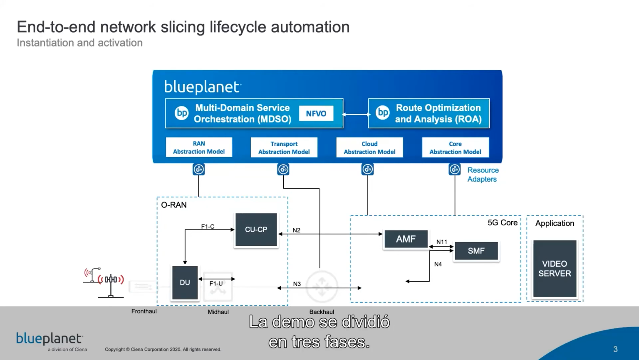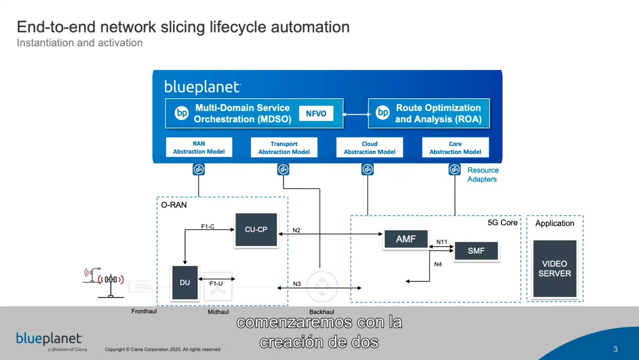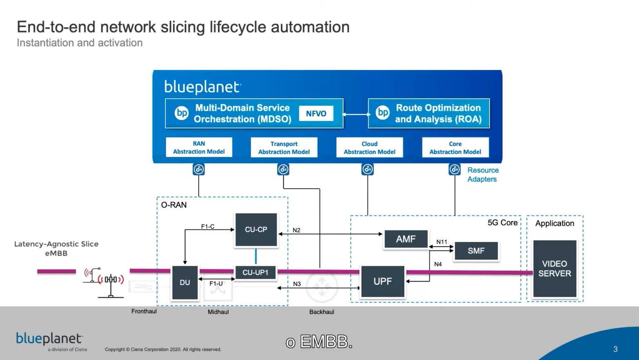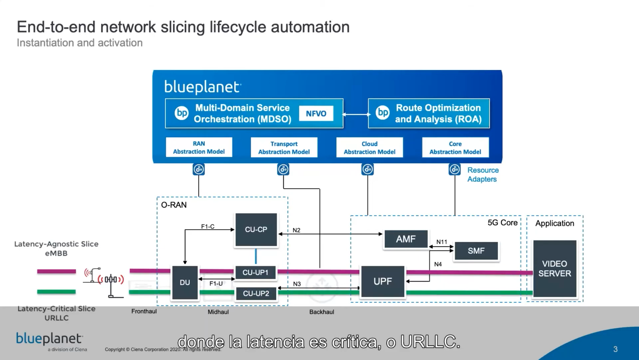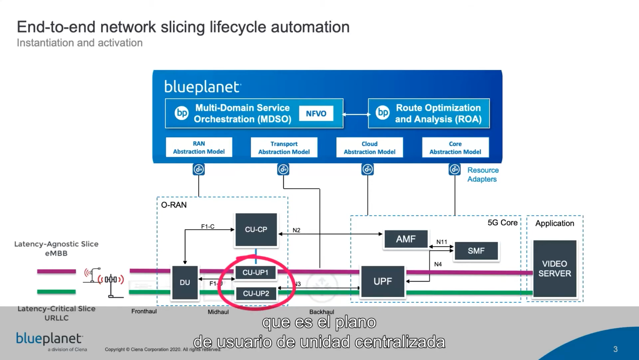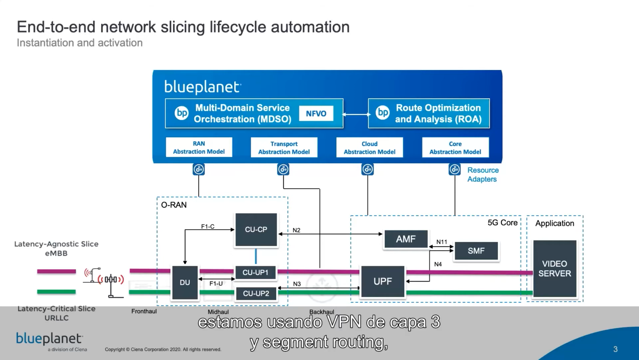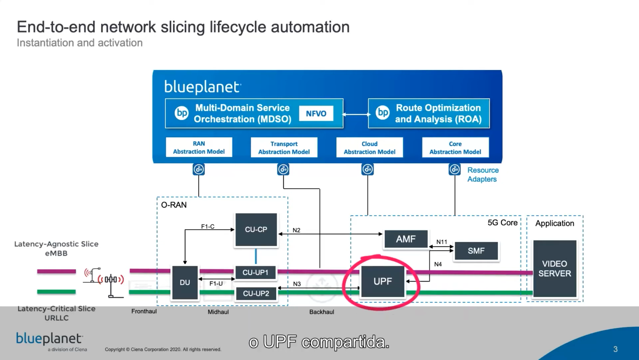The demo is divided into three phases. As part of the instantiation and activation phase, we will begin with the instantiation of two network slices. One latency agnostic enhanced mobile broadband or EMBB slice, and one latency critical ultra reliable low latency communications or URLLC slice. Each slice will have their own dedicated RAN CUUP, which is the centralized unit user plane, and L3 VPN transport function. For the transport slicing in this demo, we are using layer 3 VPNs and segment routing, but can also support hard slicing. Both network slices will use a shared UPF, a user plane function.